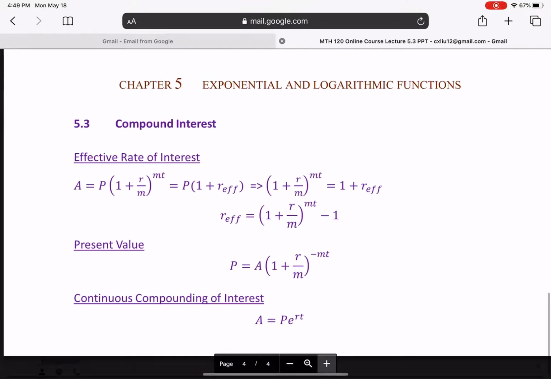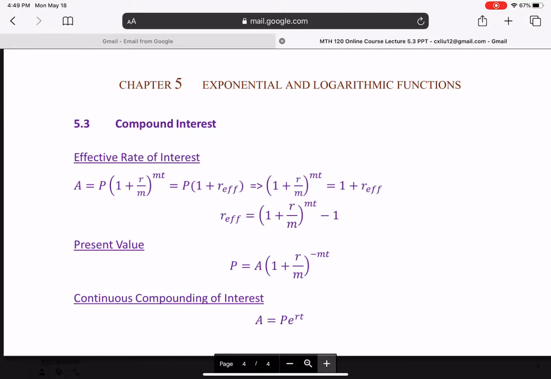There are a few more formulas in this section, and the first formula is called the effective rate of interest. We know the interest is compounded multiple times per year, but if you consider this interest as coming from one-time compounding, then we have the so-called effective rate of interest, and we use R effective to denote it.